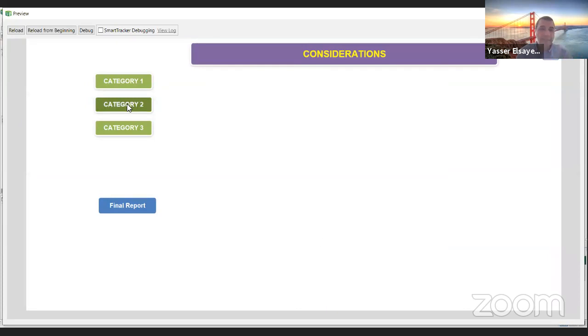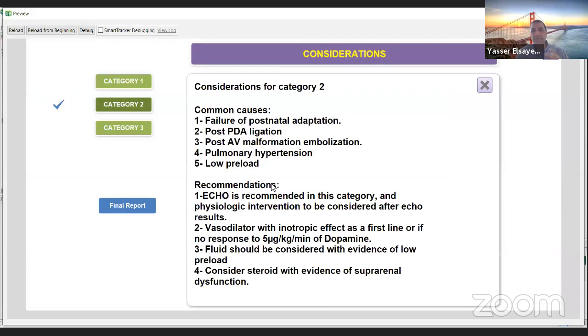you will get by default the category number 2, because we interrupted the system. But once you move to the category, the system will give you category number 2, but will not let you know exactly what you need to do, because multiple issues can be contributing to this category. In this case, we have low preload. Low preload can be due to high mean airway pressure, or iatrogenic causes, or severe dehydration, like in this case, or pulmonary hypertension, post-AV malformation, post-PDA ligation, or failure of postnatal adaptation. So for any one of them, you need to put the clinical scenario and the echo in the context of the case.